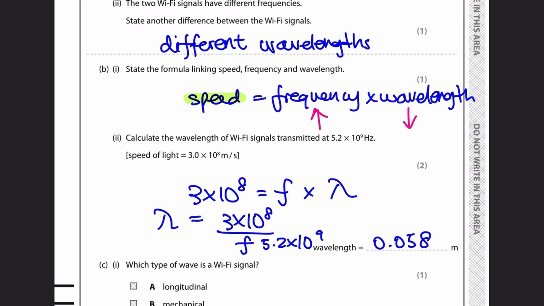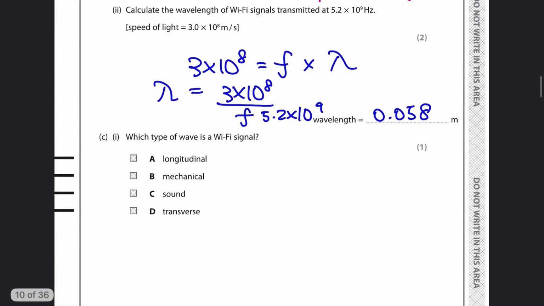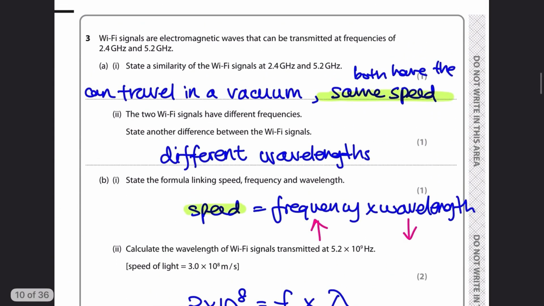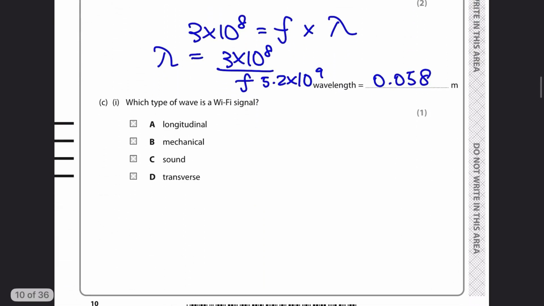So please rearrange. When I look at the mark scheme, one of the steps that you get a mark for is rearranging the equation. Rearrange to make what you're finding the subject. Make wavelength the subject. And part C, which type of wave is a Wi-Fi signal? At the top, it says Wi-Fi is a type of electromagnetic wave. And you should know that all of the electromagnetic waves are transverse waves. Transverse waves. So please remember that. All electromagnetic waves are transverse waves.